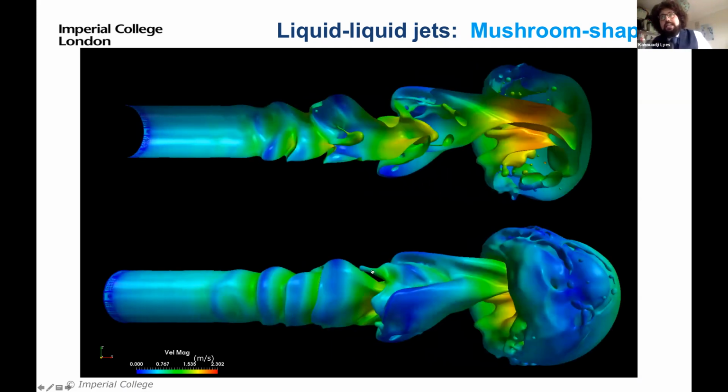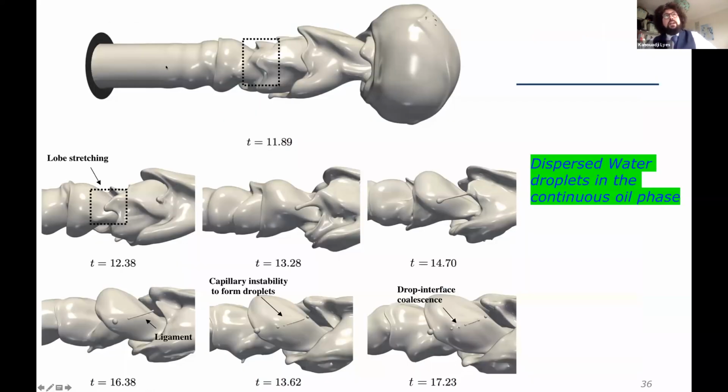But what you see here is the formation of ligaments. At some point, the ligament will break up, and you also have a lot of breakup here in the front. And if we go to more details, this is the evolution of ligaments. In the beginning, you have spanwise destabilizations, and then azimuthal destabilization. And if you zoom on this destabilization and look through the time, that's what you have.